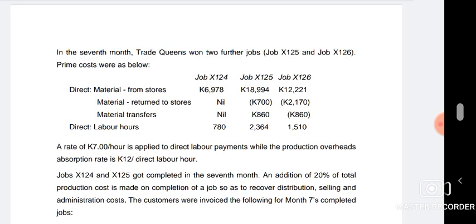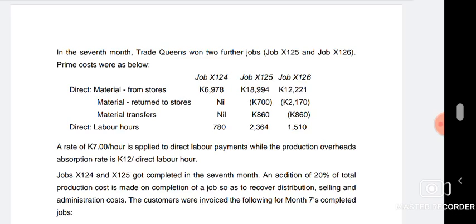An overhead is just a cost. So it's relating to anything that's production costs. As they have just said, it will give us a production cost if we use this rate, the 12 kwacha. So we're going to use the 12 kwacha and multiply it where they said per direct labor hour, meaning we're going to use the labor hours that we got from up there and find the production costs for each job. So it will be like 12 kwacha times, let's say job X124 has 780 labor hours.